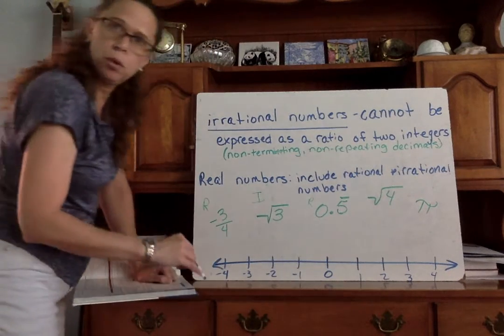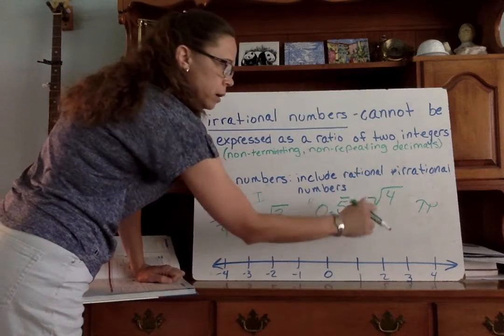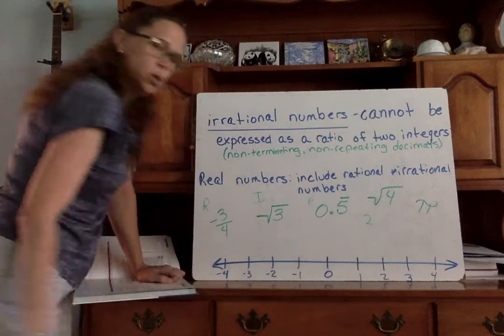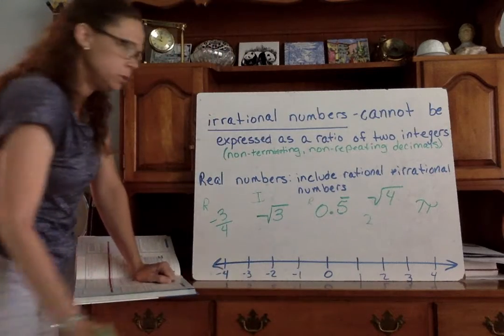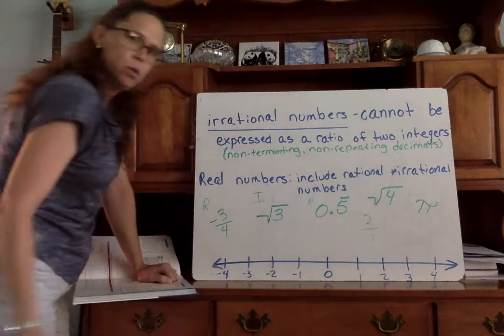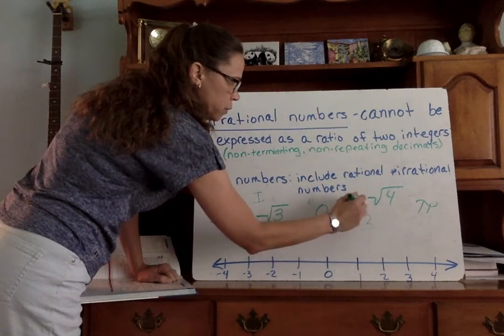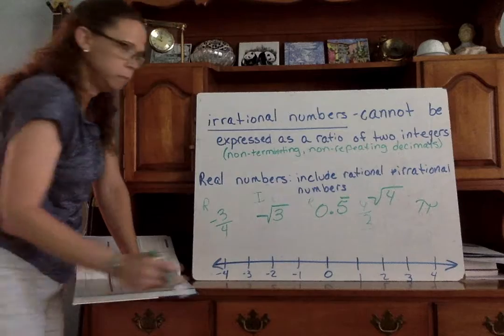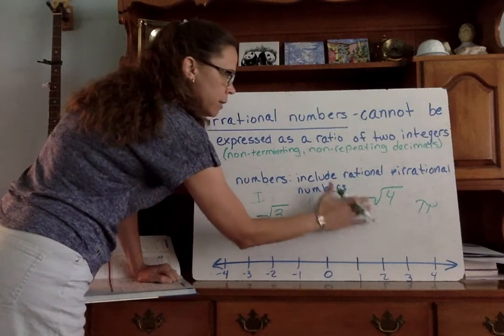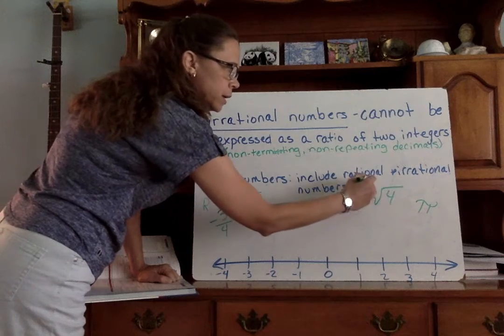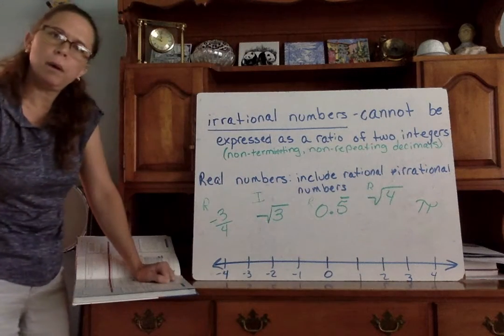Well, radical 4 is a perfect square. So if I say square root of 4, that is 2. Can 2 be written as the ratio of two integers? Sure. 2/1, or 4/2 is 2, right? Okay. So if I have a number that I'm finding the square root of, and the number inside is a perfect square, it's a rational number.